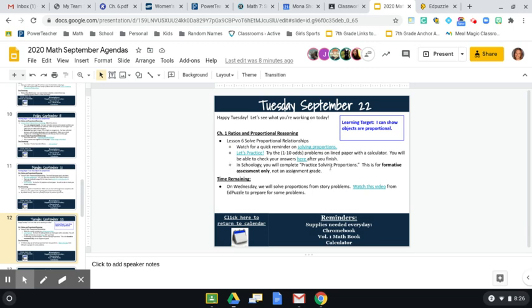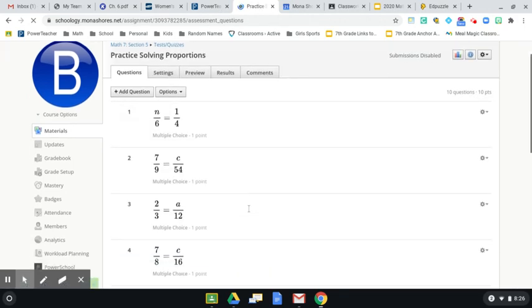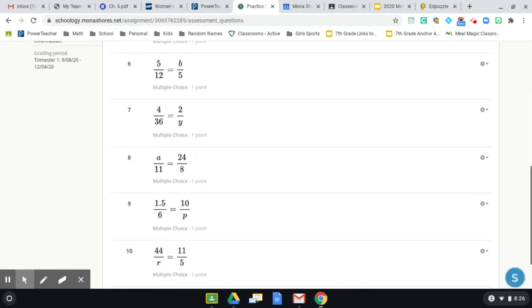So once you go through that practice, then it says in the third bullet here, you're going to go to Schoology and you're going to complete practice solving proportions. Now, this is for formative assessment only. It's not an assignment grade. It's not going in the grade book, but we are asking for you to go into Schoology and you'll see it and you're going to open it up. And there will be 10 problems in here for you to also try and go through.